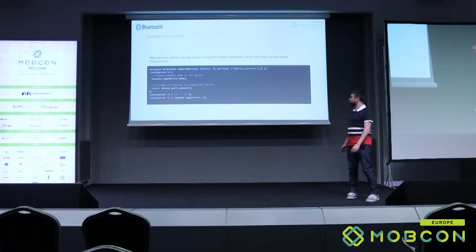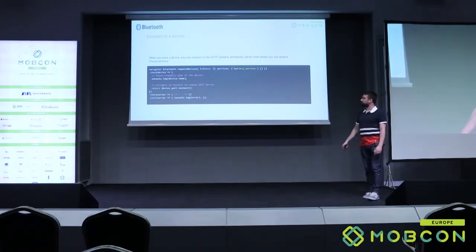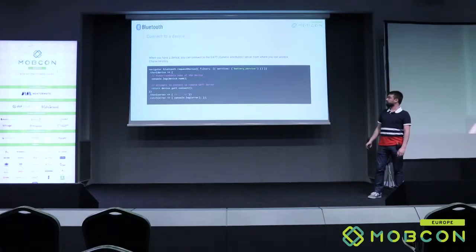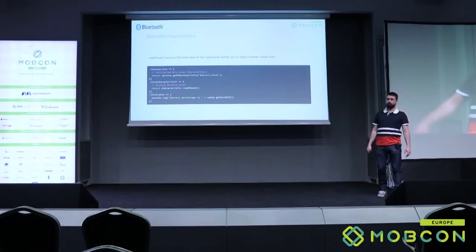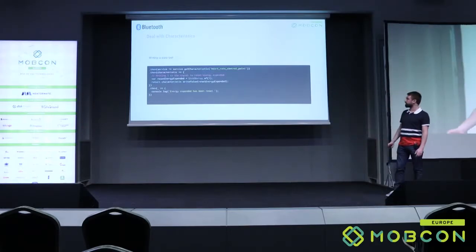Now I'm trying to go a bit further. So I connect, I get my device back. When I get my device, I connect to this GATT protocol, the generic attributes protocol. Very easy. And from there, I can get the characteristics. So these are the values. Here I'm asking for the battery level. And then I can say, hey, read value. So I can actually show what is the level of the battery.